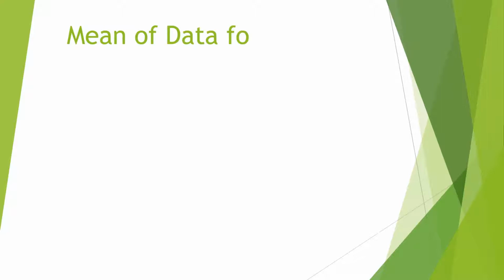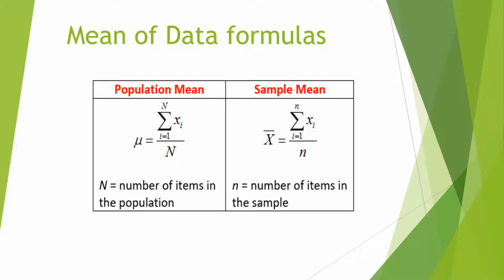Next, I'm going to show you how the formulas look. They give you the same answer, but they have different letters or look different. With the population mean, you use capital N, and with the sample mean, you use small n, which means it's a subset of the population that you're doing. It's not the whole thing. The capital N one is the whole thing.